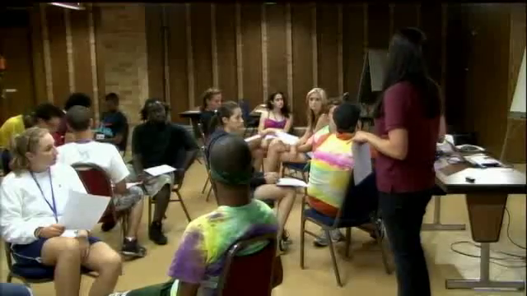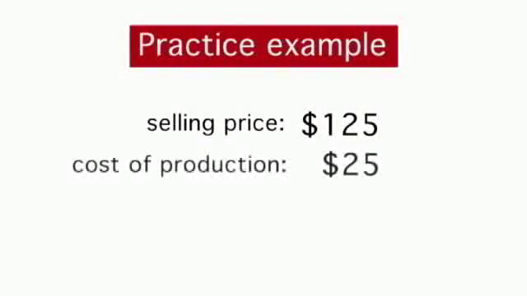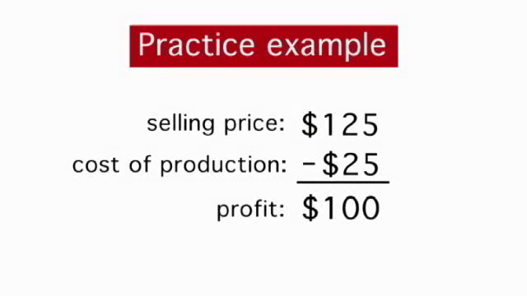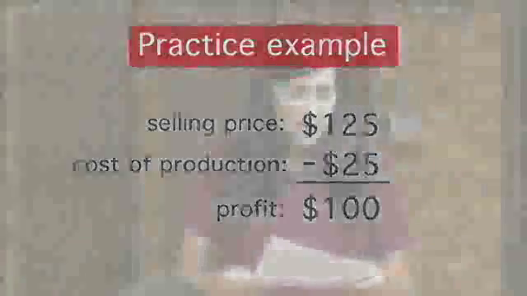Now, what else do you have to know as a producer when you're calculating your profit? The cost of your product. The cost of what the cost of production is. So if your cost of production in this example is $25, what would your profit be on each of those units that you get to sell? $100. So let's try the following problem.